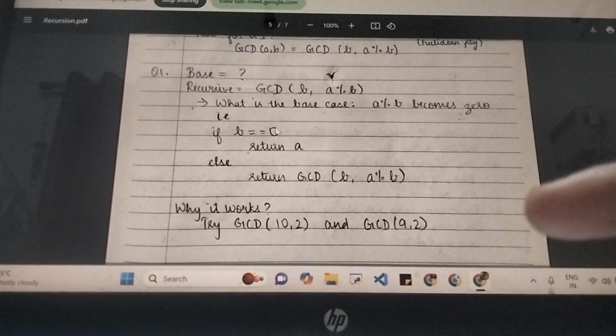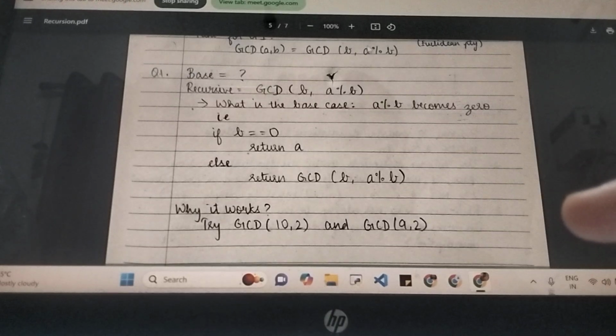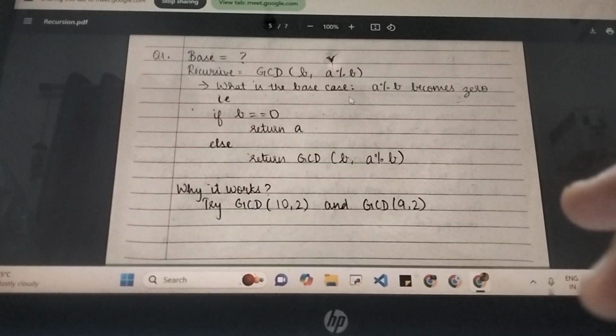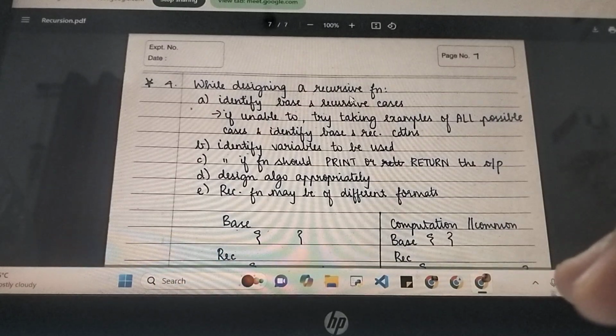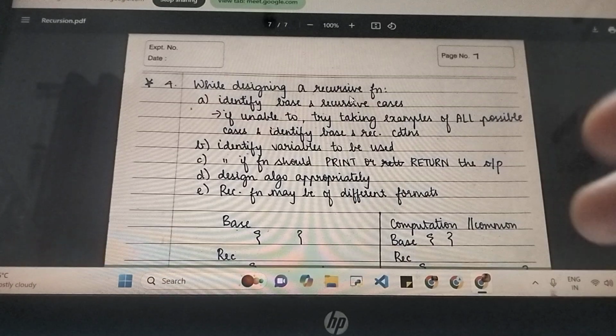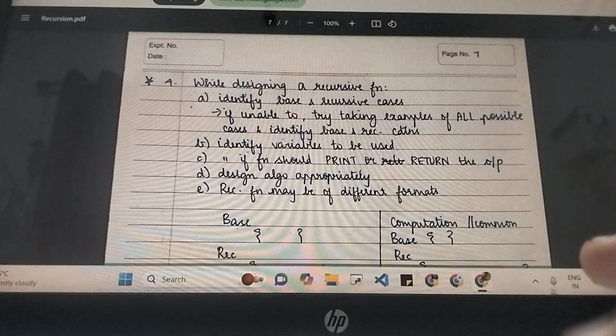So you will notice that for this example, the base case is always attained when this second term becomes 0 finally, and at that case the first term becomes the GCD. So my point being, if you are not able to identify the base or recursive condition through logic or by looking at the series, take examples for every possible condition that can arise and write them down. Identify what is common among all those examples. That will give you an insight about the base and recursive conditions.